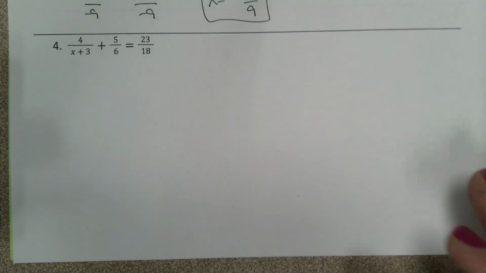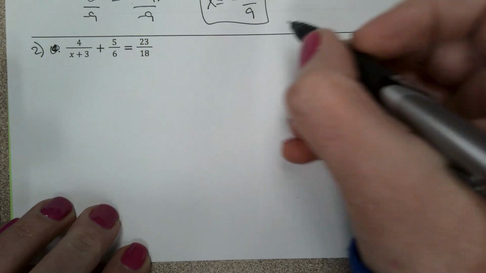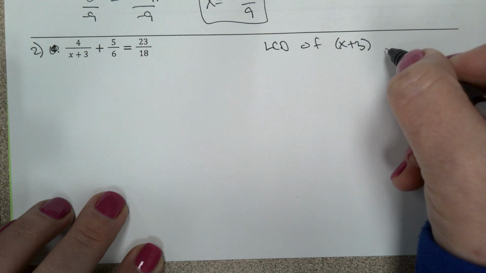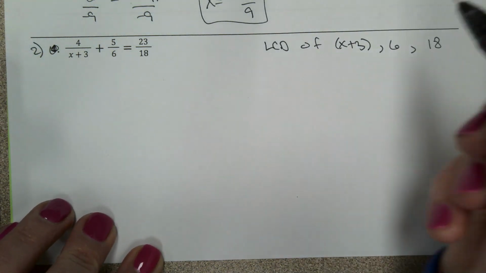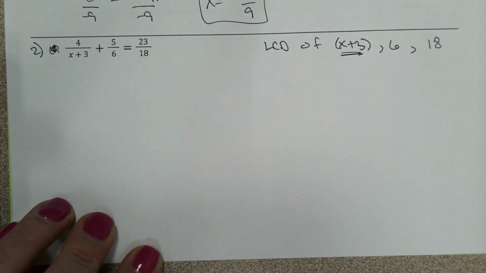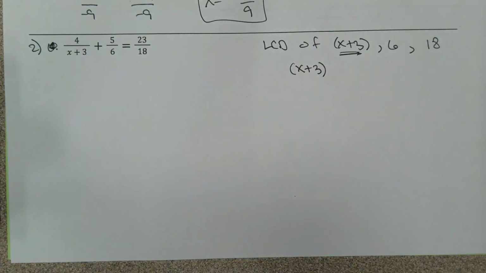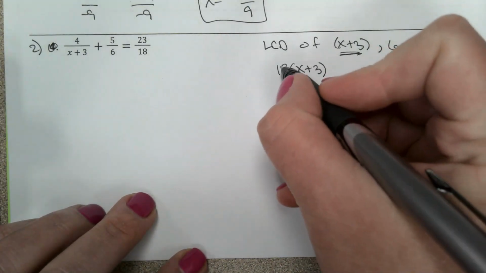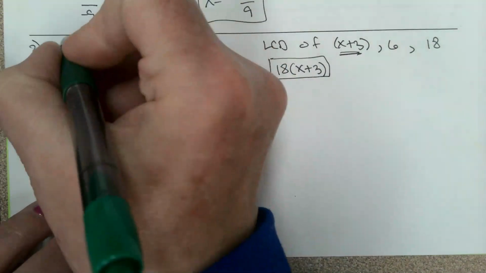Number 4, we're going to rename that number 2. All right, so I want the LCD of x plus 3, 6, and 18. If you have a term with a plus or minus sign, you can't break that up, and that can't be considered as part of the numbers. So 6 and 18. 6 divides into 18, so that is going to be my LCD.